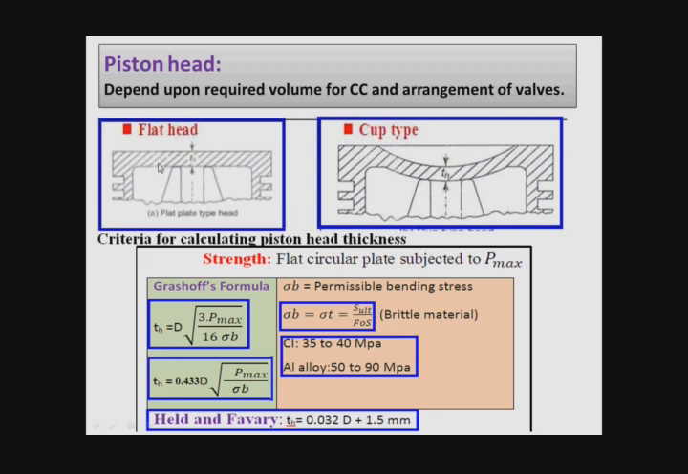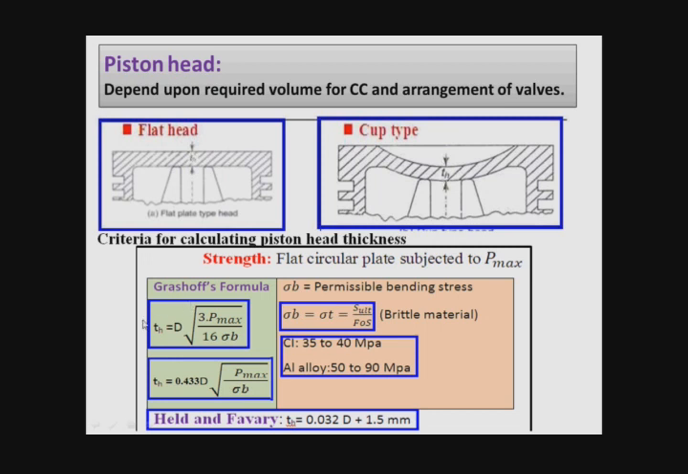You can see here the piston head is flat, and here it is cup shaped. So we can have a flat head, or a cup type. This depends on the clearance volume required. If you want more clearance volume, we can go for the cup type piston head. This is called the thickness of the piston head, denoted by TH.